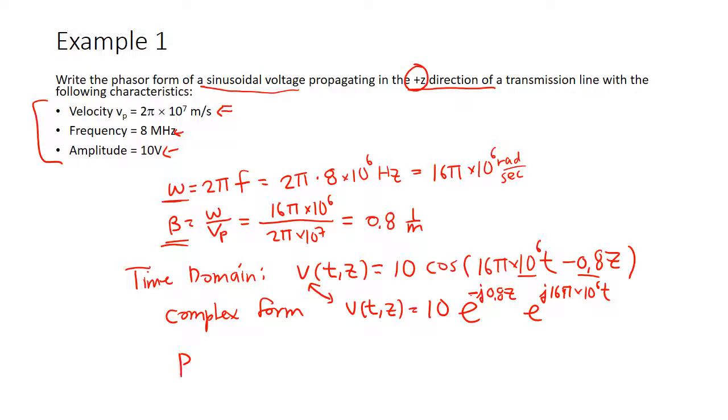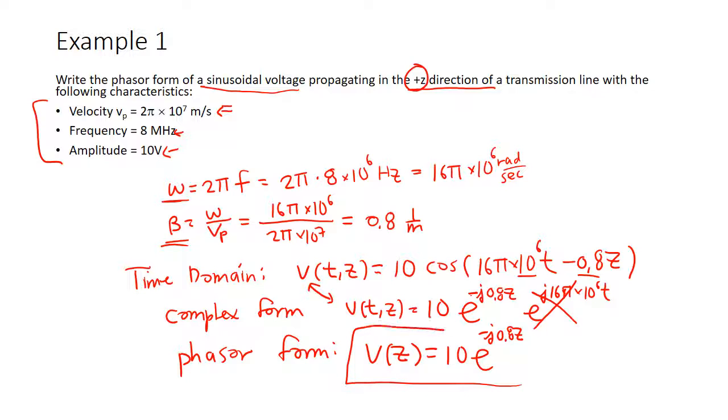Now to get phasor form, all we need to do is just neglect the frequency portion. So the phasor form is V of z equals 10 e to the minus j 0.8 z. And there we go. So now this is the voltage that we would use for our subsequent transmission line analysis.